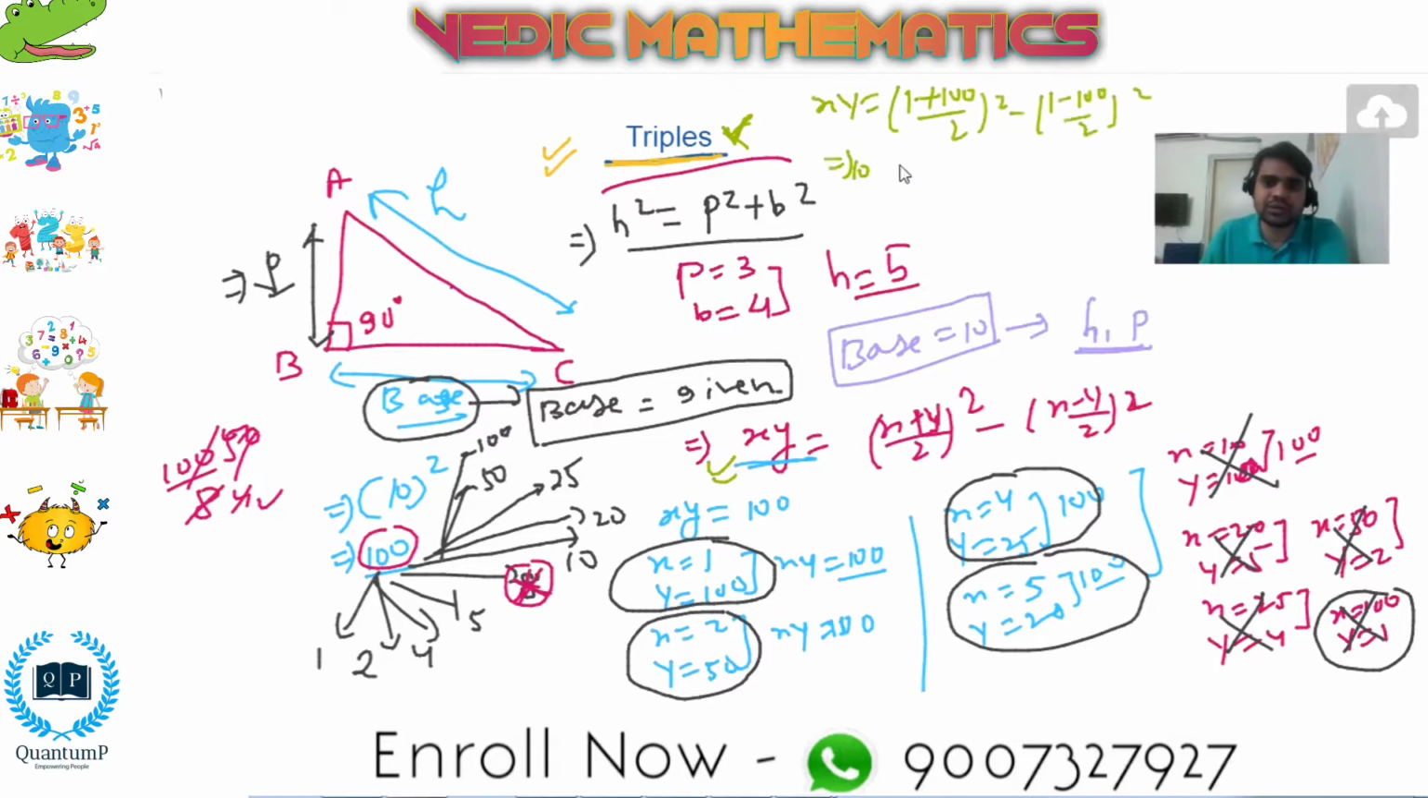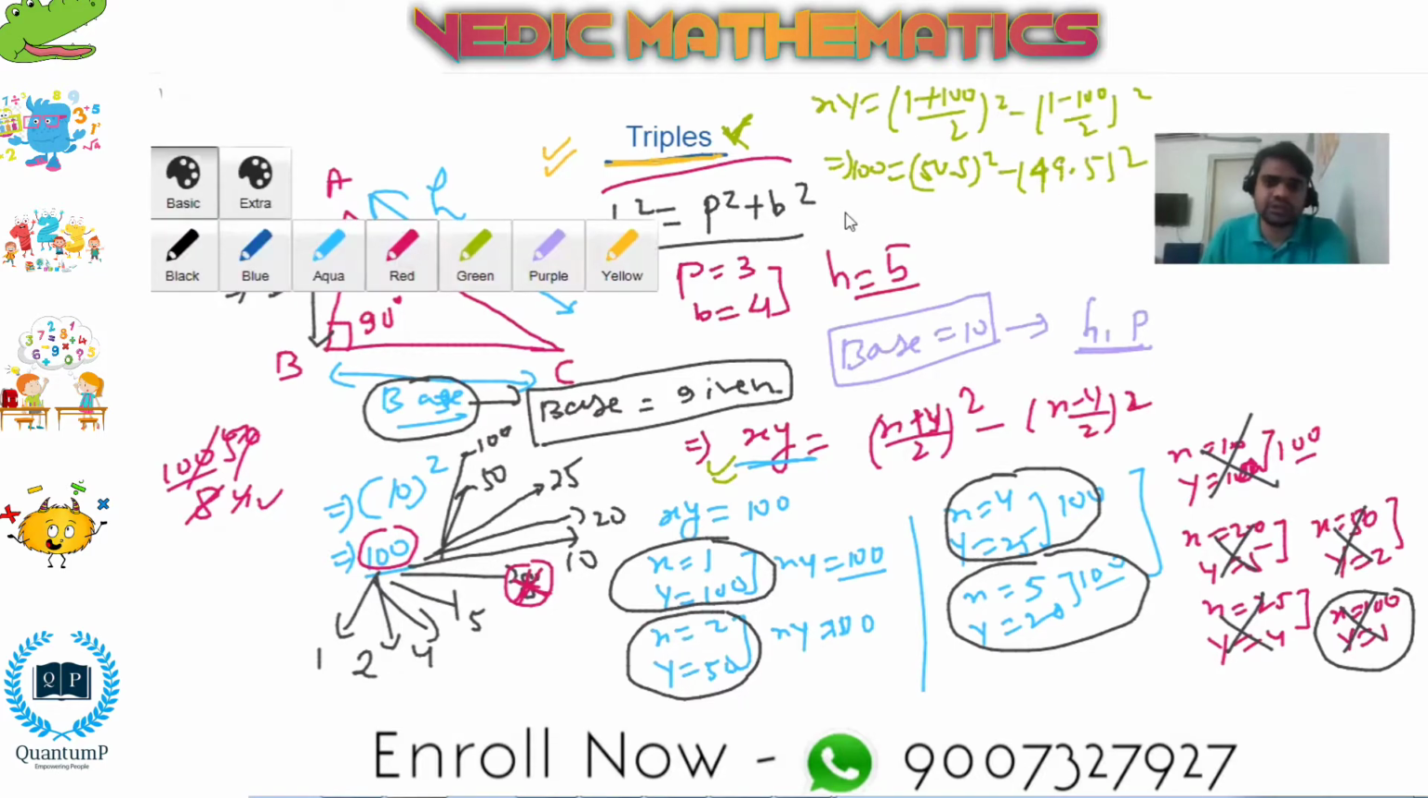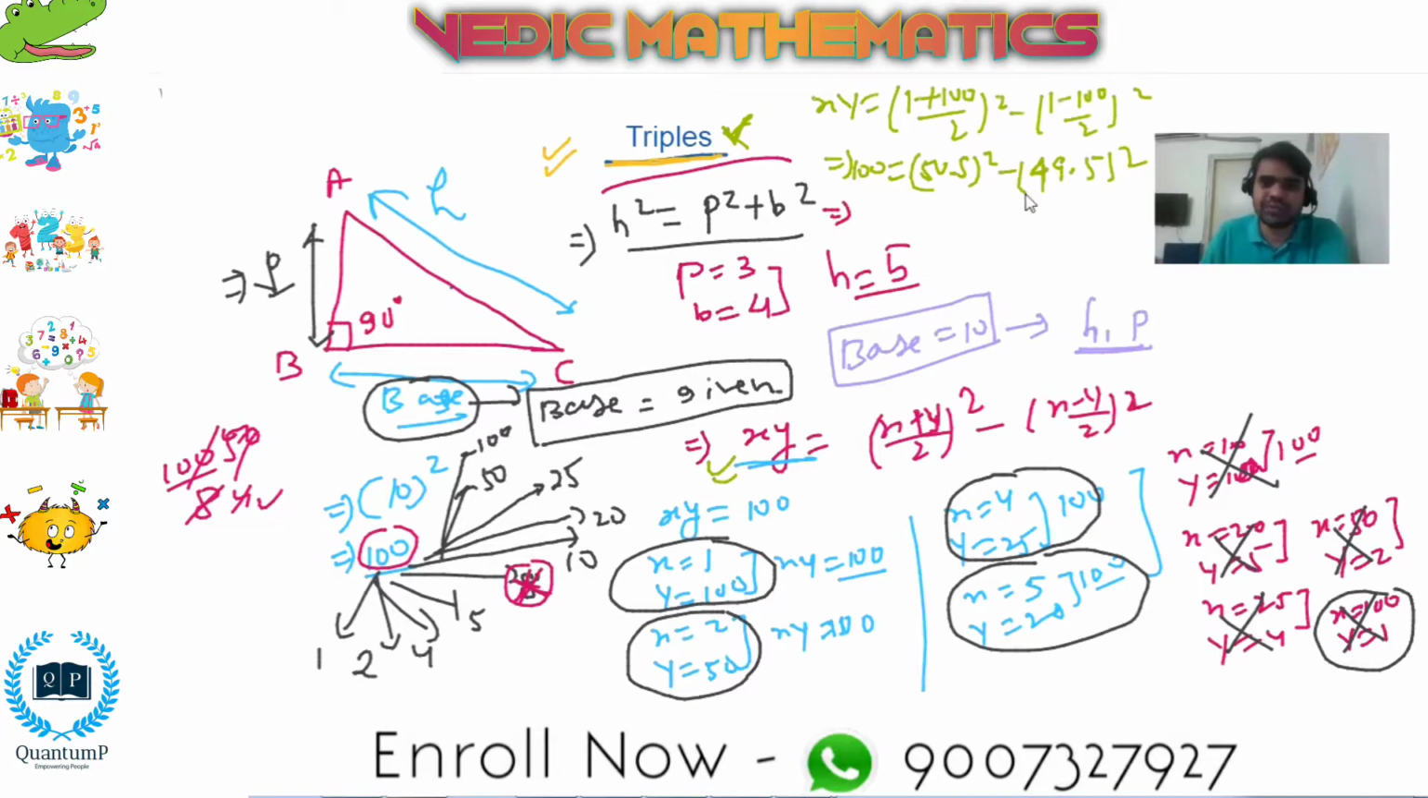minus (1 minus 100 by 2) square. So 100 equals to 100 by 2, which is 50.5 square, minus (1 minus 100 by 2), which is minus 49.5, and squared it becomes plus, so it is 49.5 square, right? So then this minus 49.5 square will go to the left hand side, and this 100 we can write as 10 square plus 49.5 square is equal to 50.5 square, right?